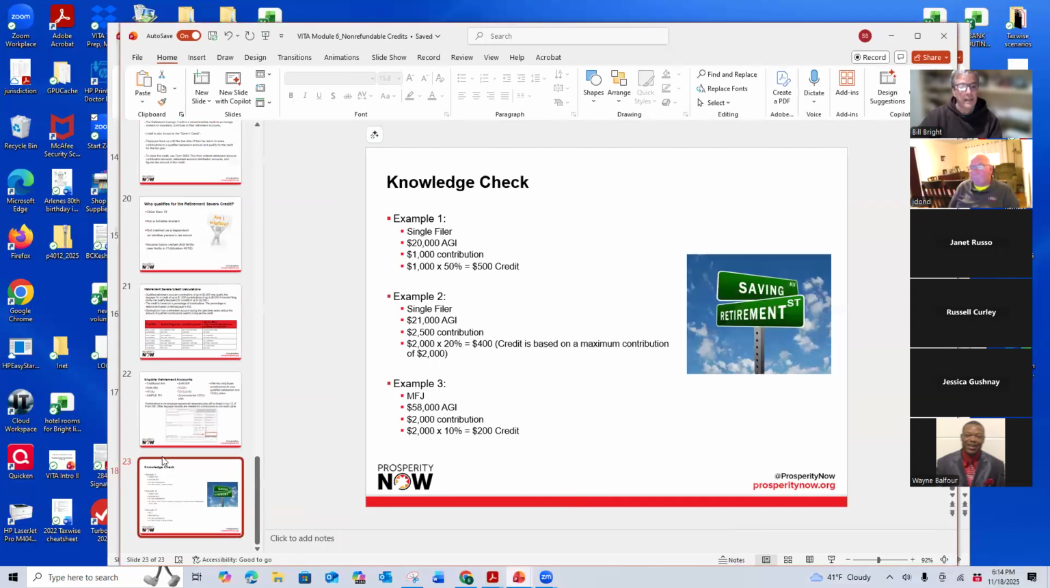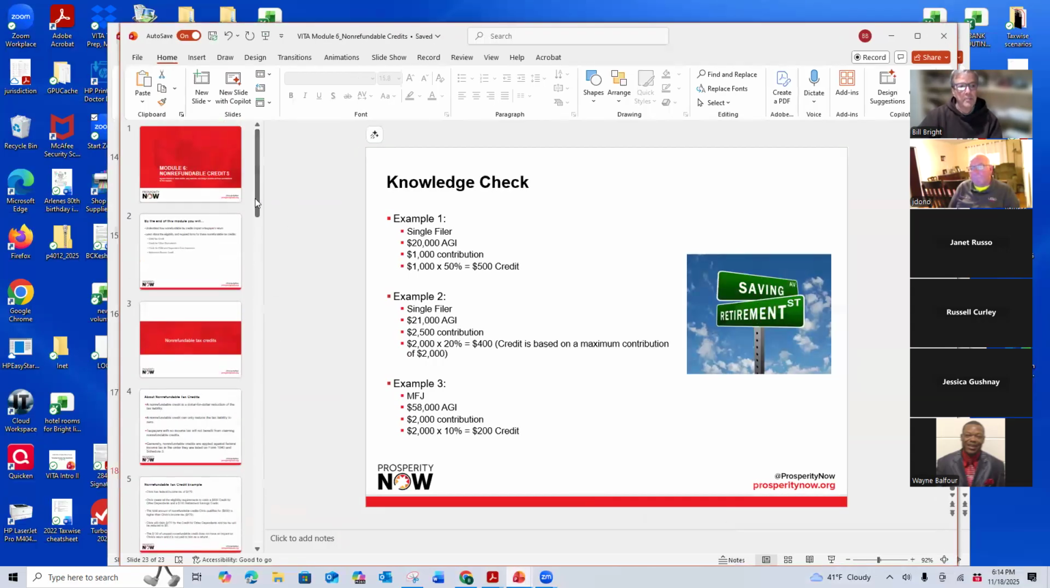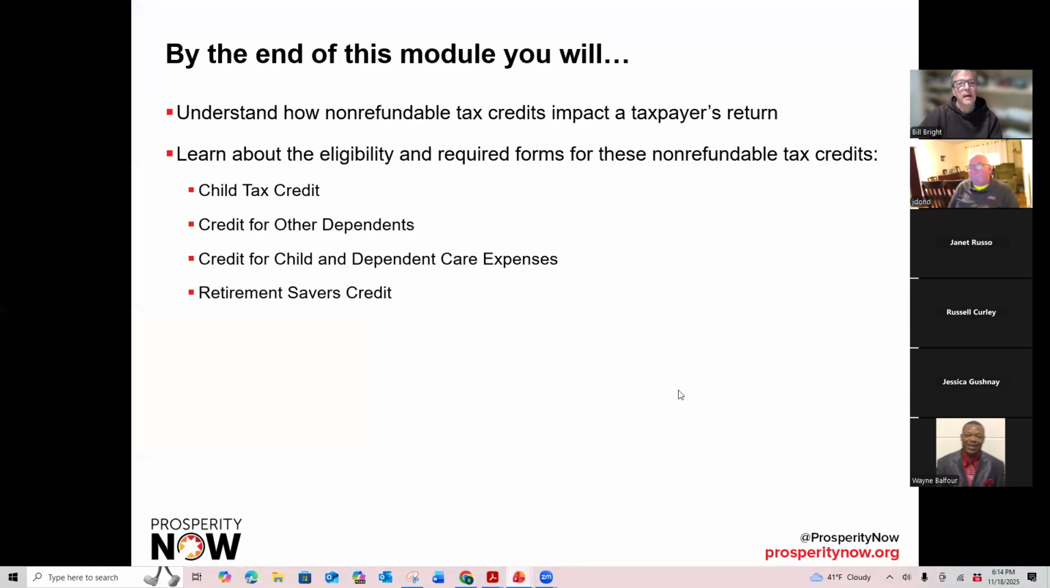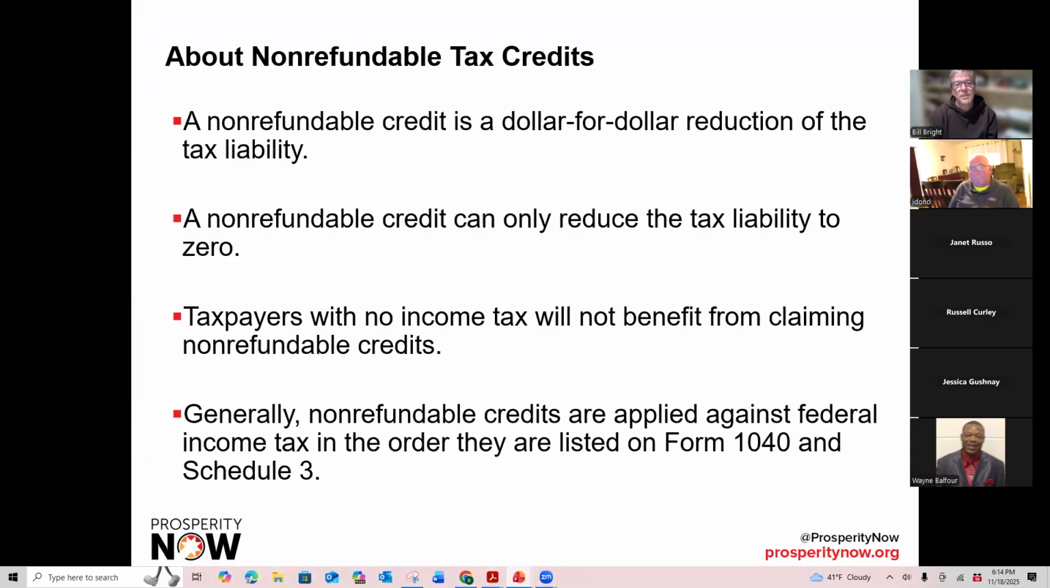non-refundable credits. Non-refundable credits are another way to reduce the actual tax liability after it's been calculated. There are four main ones that we focus on: the child tax credit, the credit for other dependents, the credit for child and dependent care expenses, and the retirement savers credit. It's a dollar-for-dollar reduction of the tax liability. A non-refundable credit can only reduce the tax liability to zero.